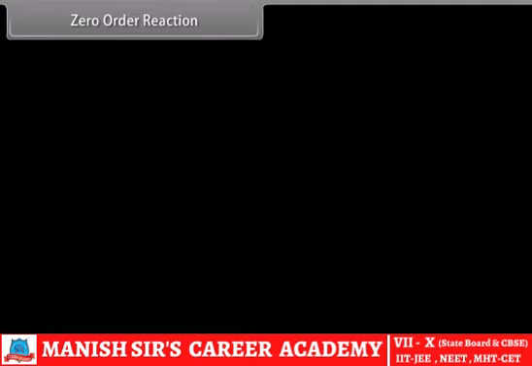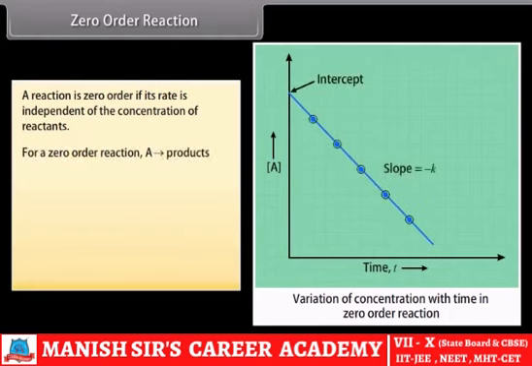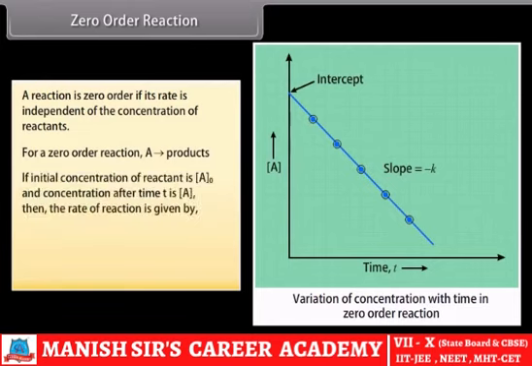Zero-order reaction. A reaction is zero-order if its rate is independent of the concentration of reactants. For a zero-order reaction, A is changing into products. If the initial concentration of reactants is A naught, and the concentration after time t is A, then the rate of reaction is given by minus dA by dt is equal to k times A raised to the power 0, which is equal to k. It can be written as dA is equal to minus k dt.